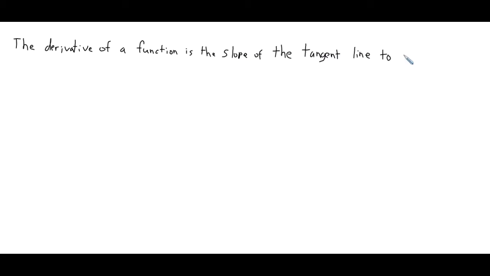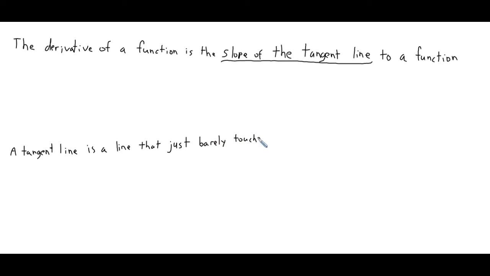The derivative of a function is the slope of the tangent line to a function. If you've forgotten since pre-calc, a tangent line is a line that just barely touches a function at one point. And now I know what you're probably thinking. You're probably thinking that the slope of the tangent line to a function seems like a kind of random and arbitrary thing to care about, right? Like, who cares? That's a fair question at this point.